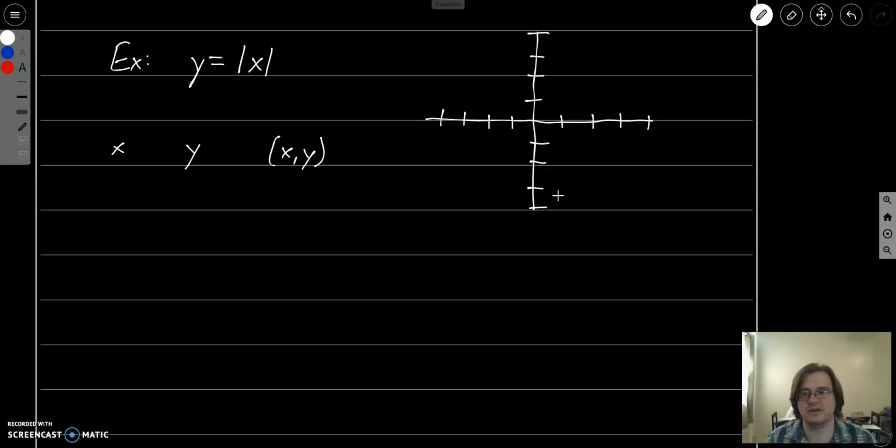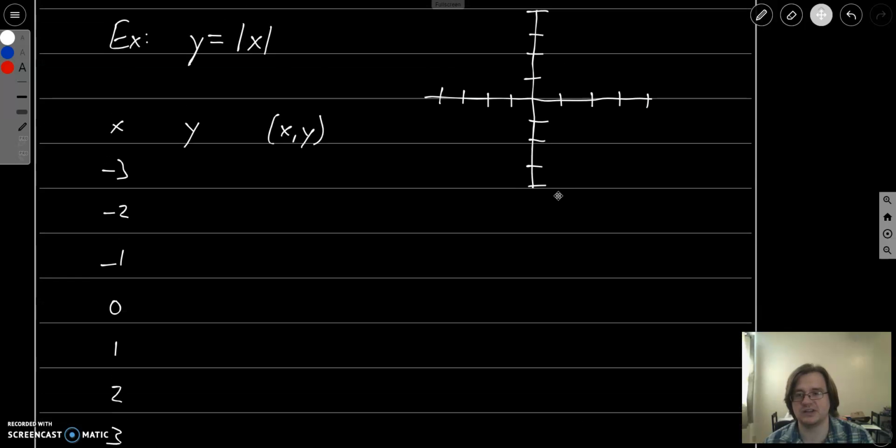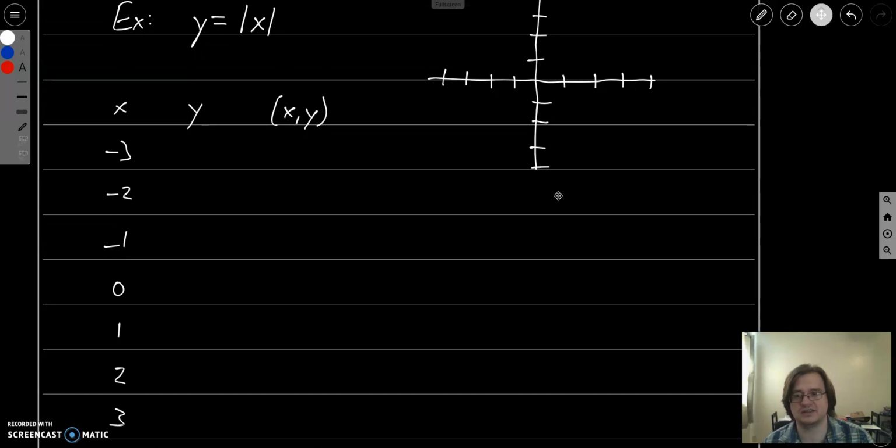Here we'll have y is equal to the absolute value of x. So I know that I want to plot the points from, say, -3 to 3. So I'll just list all these integer values, and all we're going to do is take the absolute value of these. So the absolute value of -3 is just 3. The absolute value of -2 is 2. Of -1 is just 1.